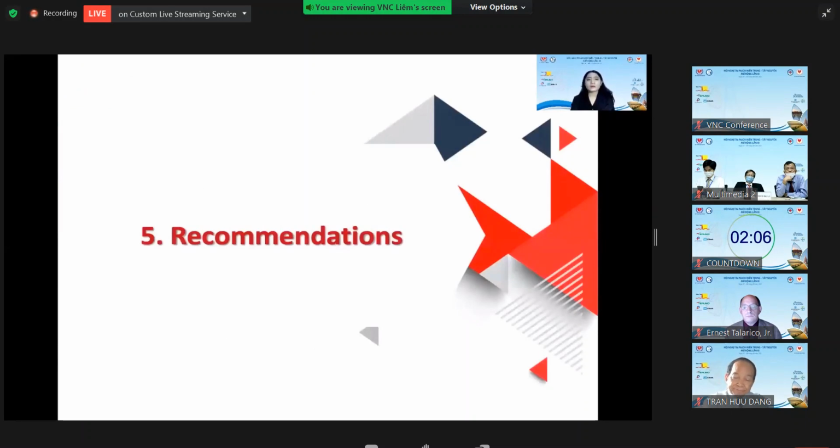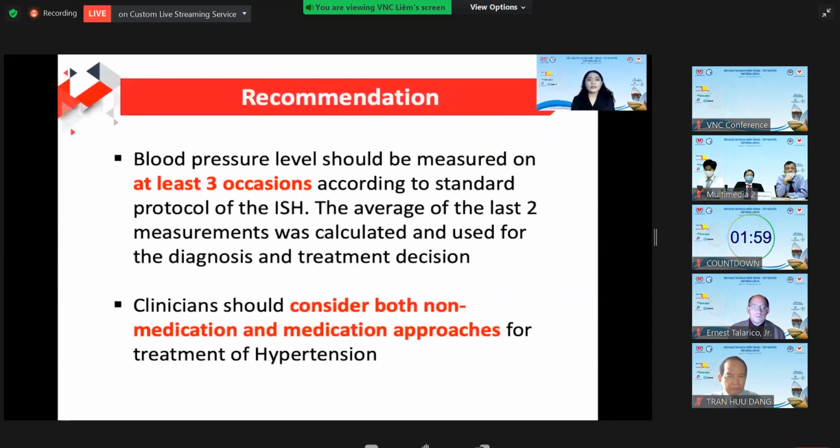Furthermore, I would like to talk about some recommendations for the clinician. Firstly, the blood pressure level should be measured on at least 3 occasions according to the standard protocol of the International Society of Hypertension, and the average of the last 2 measurements should be calculated and used for the diagnosis and treatment decision. The clinician should consider both non-medication and medication approaches for treatment of hypertension.